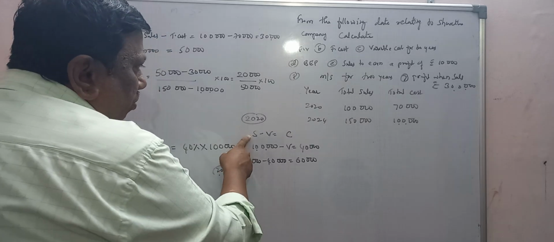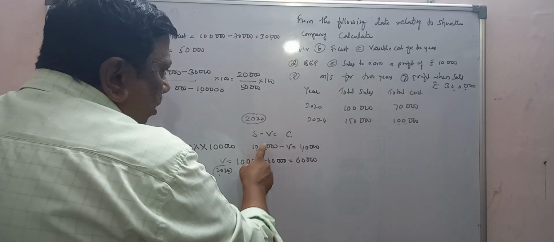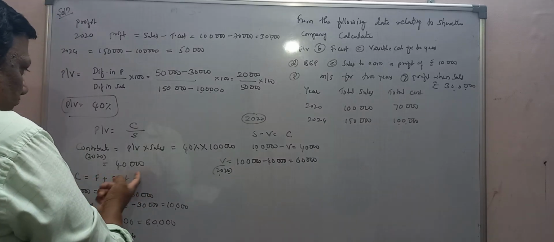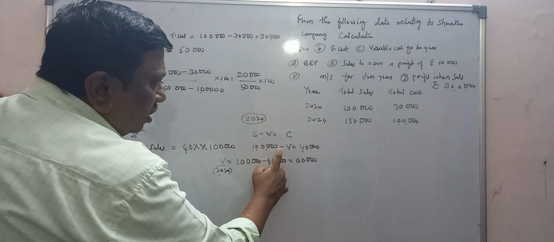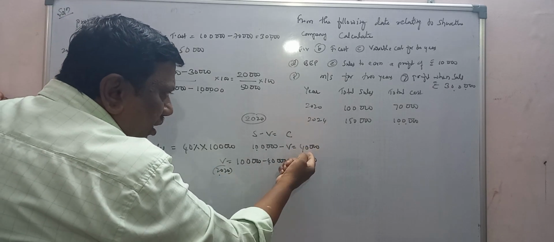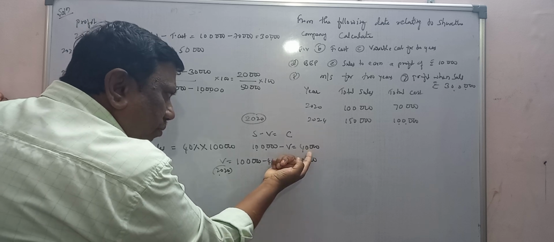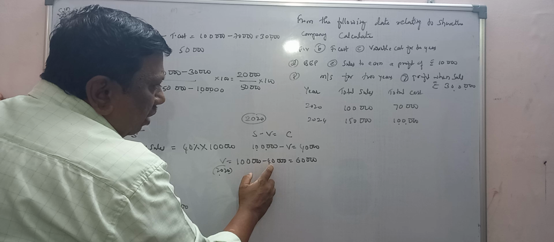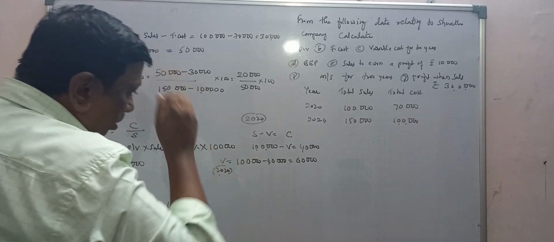See, sales I know that is given, 1 lakh. We don't know variable cost. We know contribution. Contribution how much? Just now I calculated, 40,000. See, this I am shifting. Minus becomes plus. That means V equals plus, 40,000 becomes minus only. So V equals 1 lakh minus 40,000. I get 60,000. This is 2020.